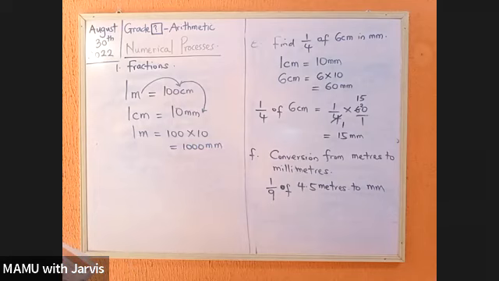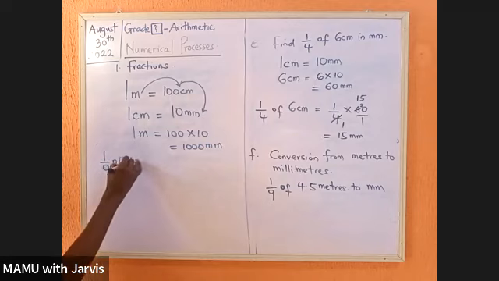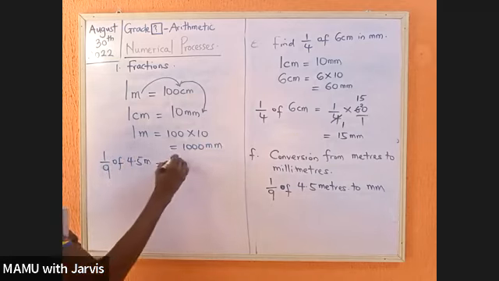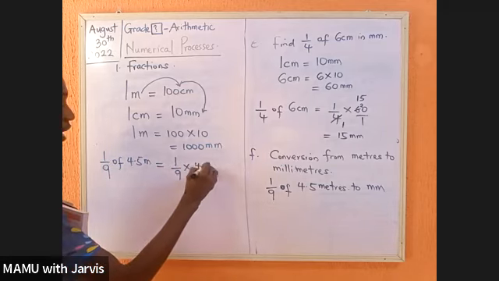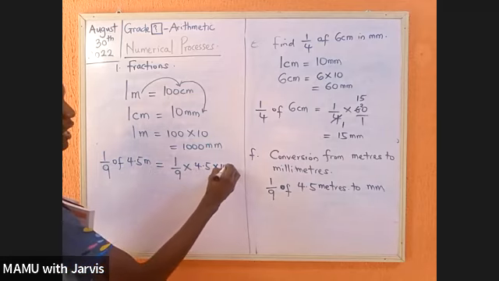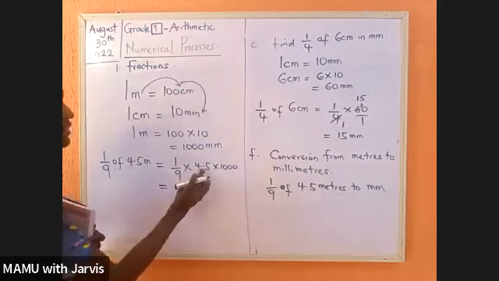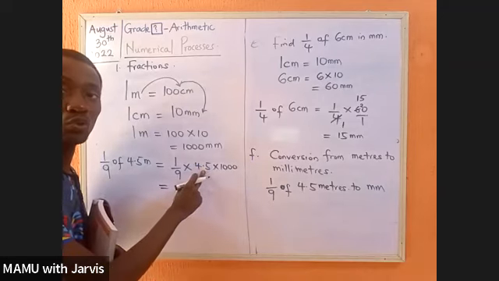So how do we now solve that? 1/9 of 4.5 meters will be equal to what? 1/9 times 4.5. Then this meter will now be 1,000, times 1,000. So how do you cancel that? Remember that this is 4.5. For some students, it might be difficult for you to handle.